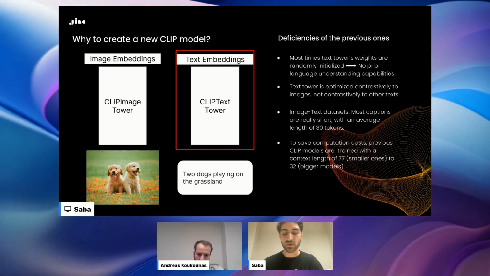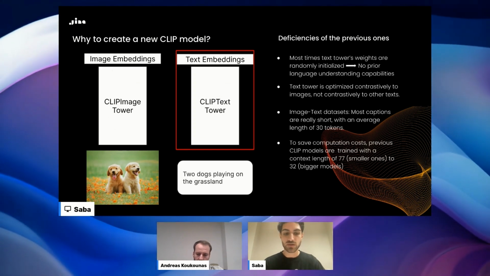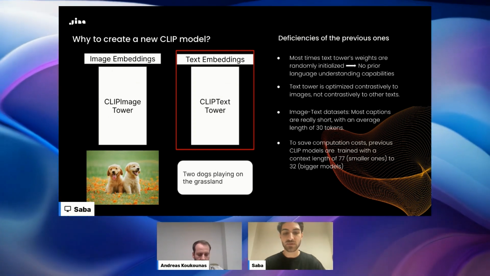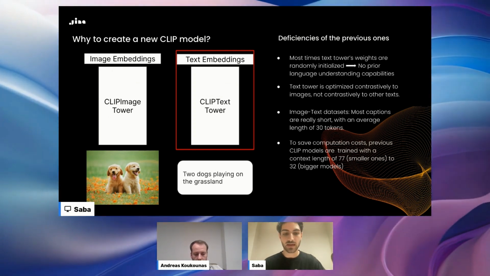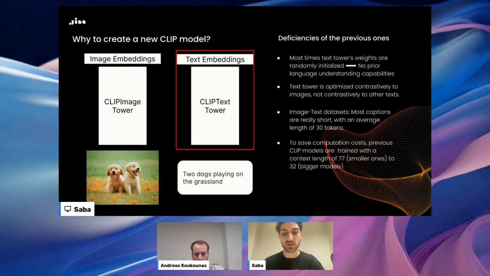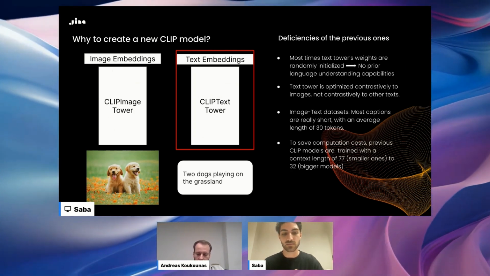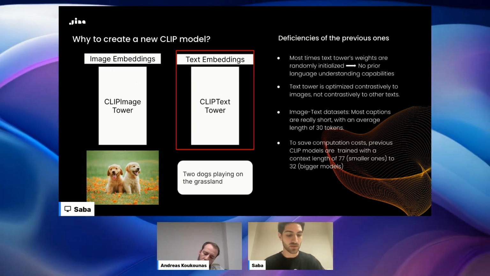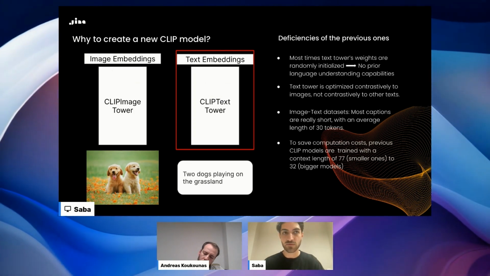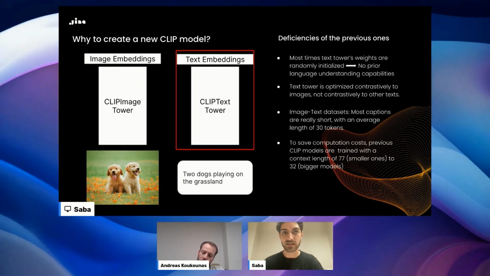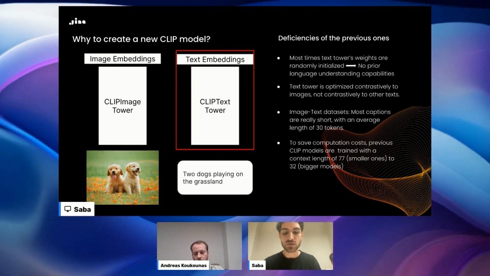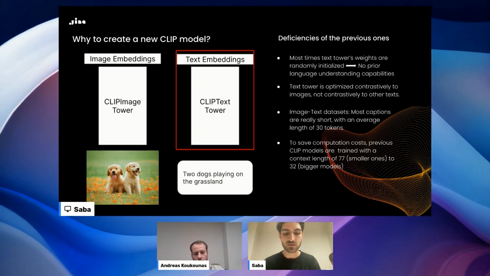Also, previous works, to save computational costs, clipped the context length and used a very small context length. For example, the smaller models use 77, and the bigger ones use 32, which is not enough for good text performance. And as a result, most of the CLIP models do not have strong text encoders.